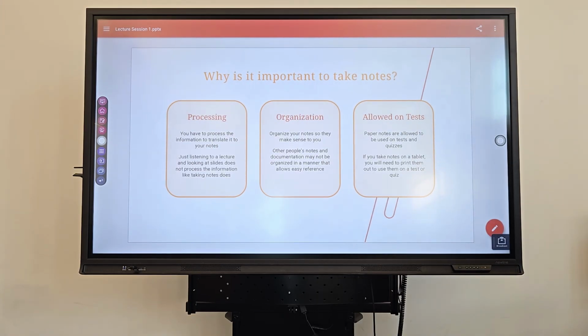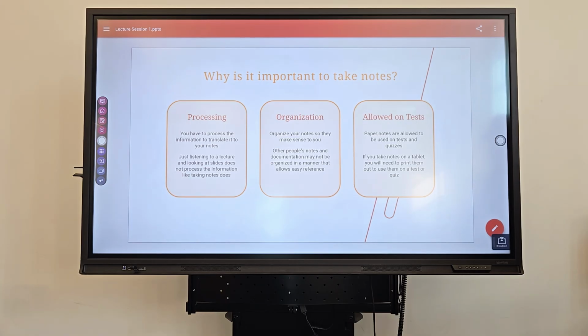Let's see, why is it important to take notes? Processing. You have to process the information to put it down on notes. Typically, you condense what is presented into written form, whether it's typed on a laptop or written on a notepad. That takes processing on your part. That helps you understand the material better. So just the act of taking notes is a form of studying.